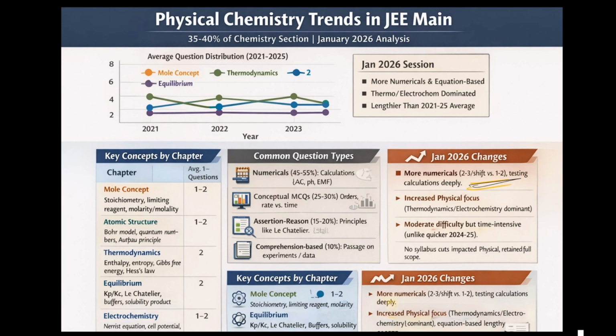The analysis of physical chemistry is that in the January attempt, they were asking more lengthy numerical type questions from mole concept, atomic structure, whatever chapter you take, either a statement based question from the core concept, or else lengthy numerical problems.